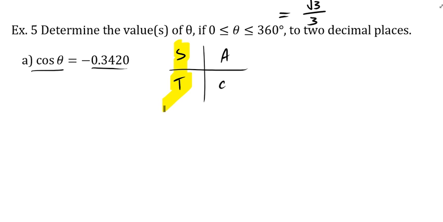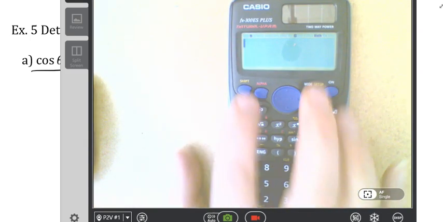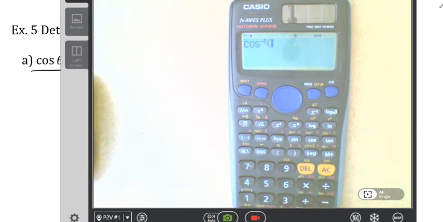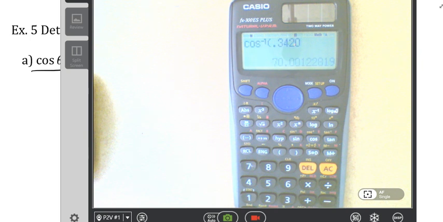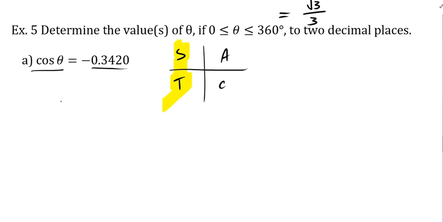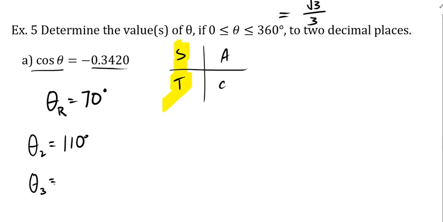This is the one time where we do use our calculator, so you wouldn't get one of these on the no calculator part. Shift cos, 0.3420. Is that right? Yeah, thank you. 70. So theta related is 70 degrees. Again, notice I dropped the negative when I put it into the calculator. So I need theta in quadrant 2, which is 180 minus 70, so 110. And I need theta in quadrant 3, which is 180 plus 70, so 250.